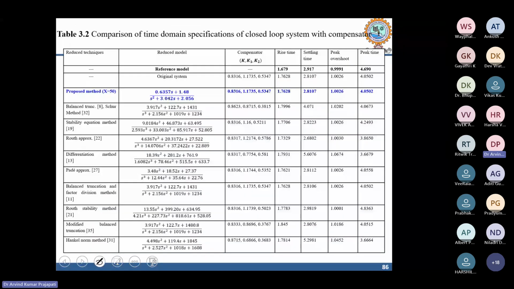So these are the comparison in terms of time domain specifications. For the reference model, these are the desired specifications, meaning you have to design the system which should give this much rise time, this much settling time, this much peak time. If you design the controller by using the original system, we get these values. Similar values we can also get by designing the controller using the reduced model.